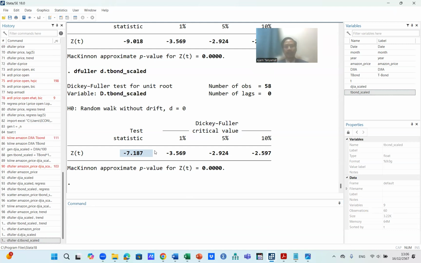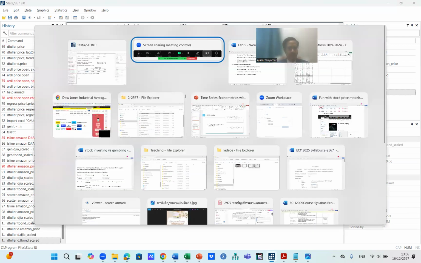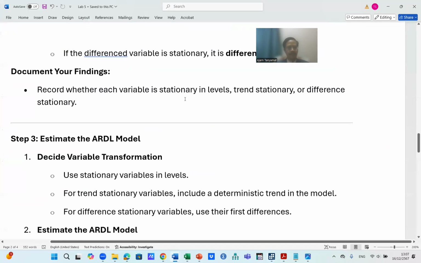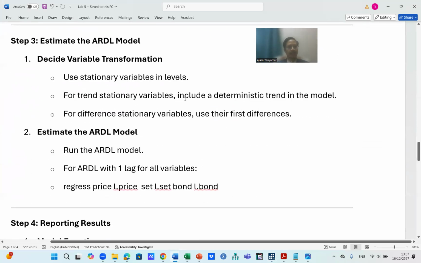So when we want to estimate the ARDL, we have to use first difference, right? Controlling for the trend doesn't work because it's not trend stationary. It's difference stationary. So using the differenced values would give us non-spurious results. Okay, so that should be all for this portion of the video. Next, we're going to estimate the ARDL model.